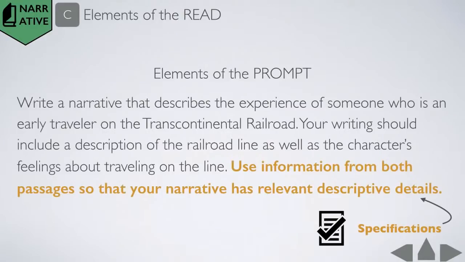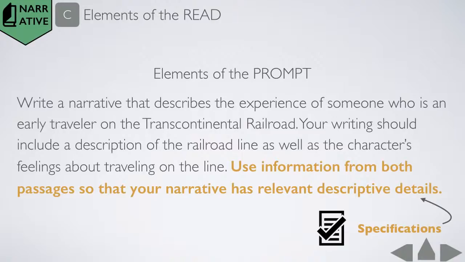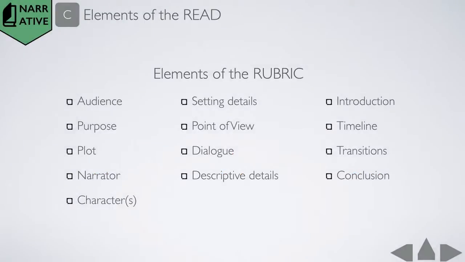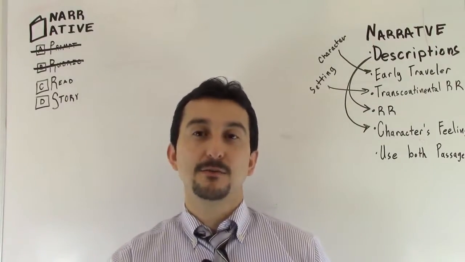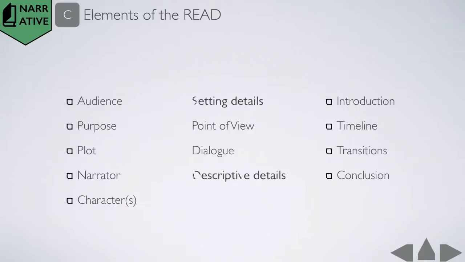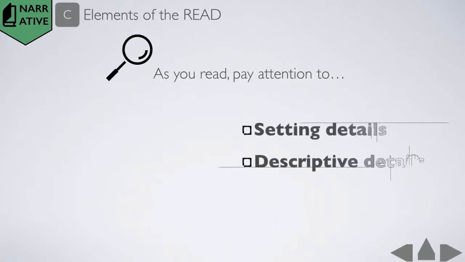So a couple things to pinpoint. We're going to take a look at the prompt, go back and review that, and look at those specific details where it says it has to incorporate relevant details from the passages. And when we take those elements of the prompt and the rubric, we can pinpoint exactly what our students need to pay attention to while reading those passages in order to compose a narrative essay. So details were really the big focus. As they read, they're going to pay attention to details of the setting and those descriptive details that they can use to create their own setting.